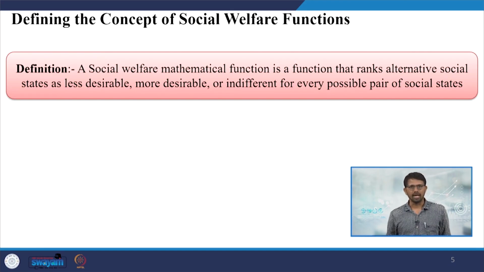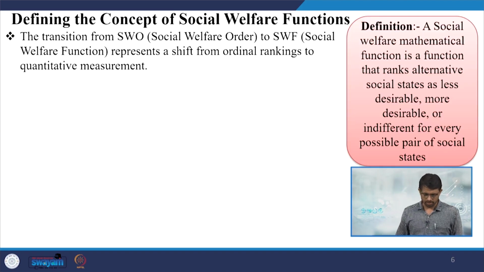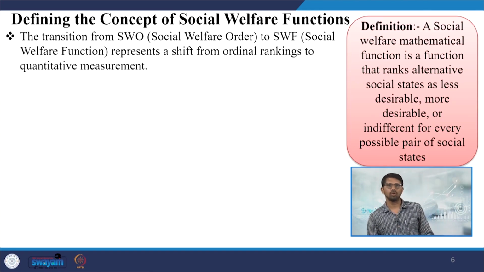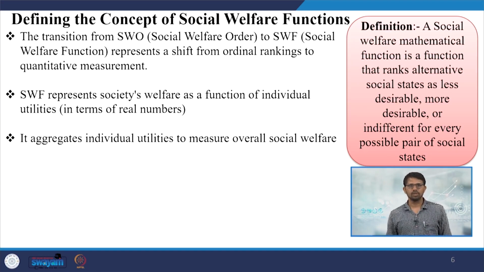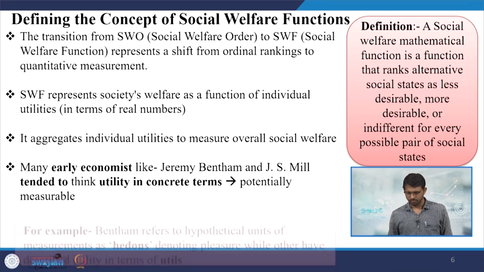A social welfare function is a mathematical function that ranks alternative social states as less desirable, more desirable or indifferent for every possible pair of social states. As we already said, the transition from SWO to SWF, from ordering to the exact function, represents a clear shift from ordinal to quantitative measurement. The social welfare function represents society's welfare as a function of individual utilities in terms of real numbers. It aggregates individual utilities to measure overall social welfare.